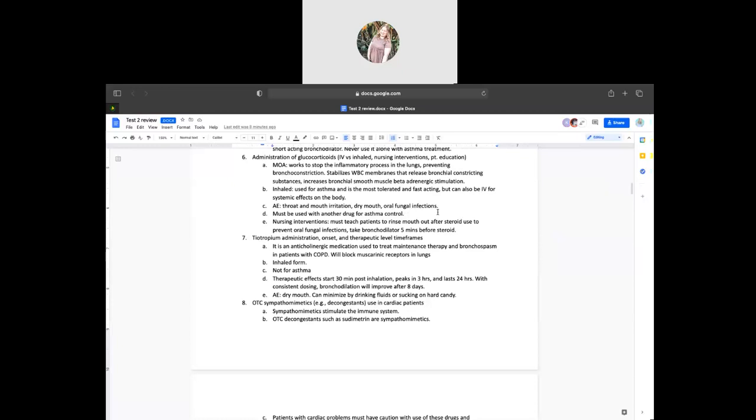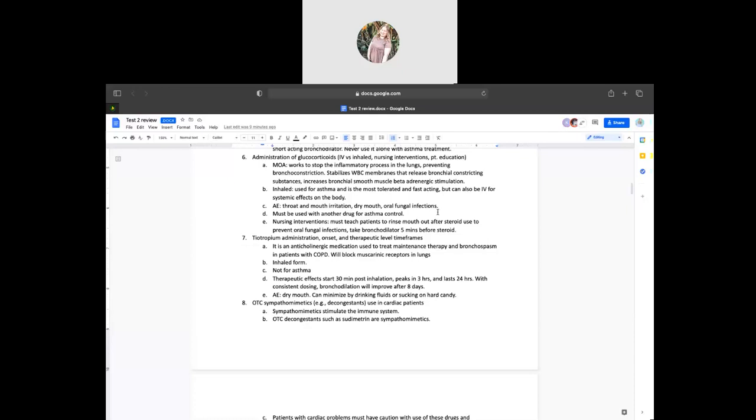Now we're going to talk about tiotropium. So tiotropium is an anticholinergic medication used to treat maintenance therapy and bronchospasm in patients with COPD. So this medication is more for your COPD patients, and it's going to help block muscarinic receptors in the lungs. Can't pronounce that word right, so I apologize.